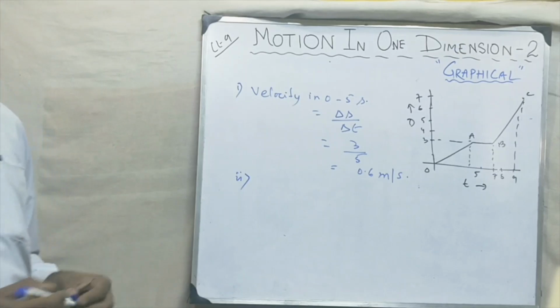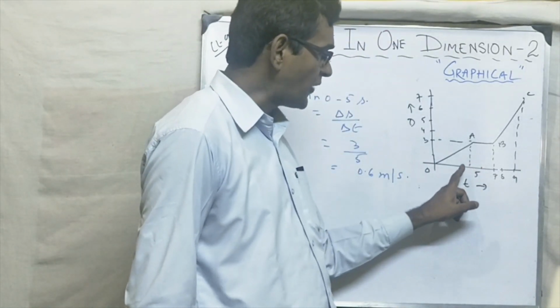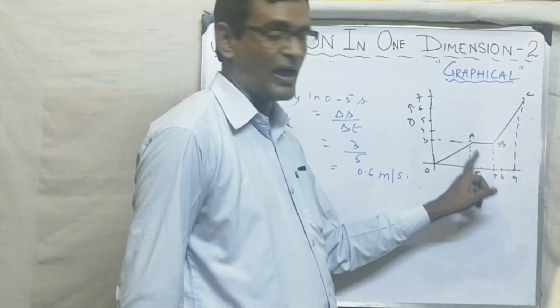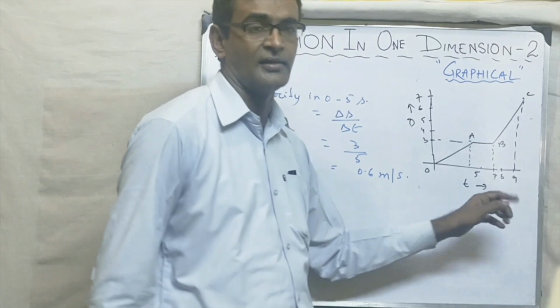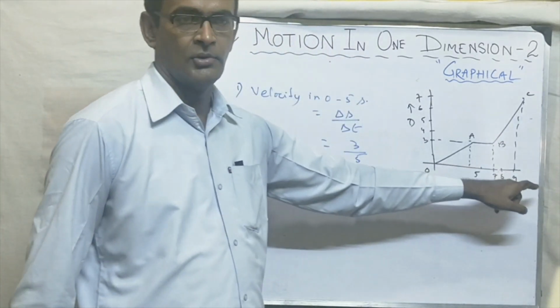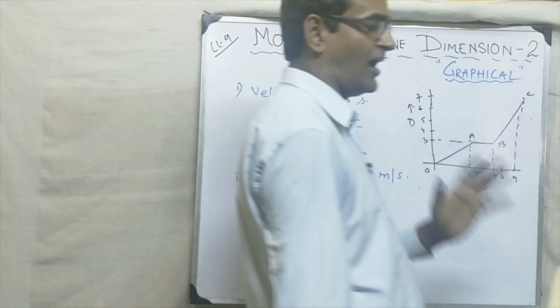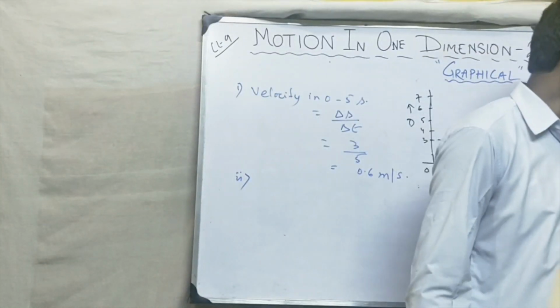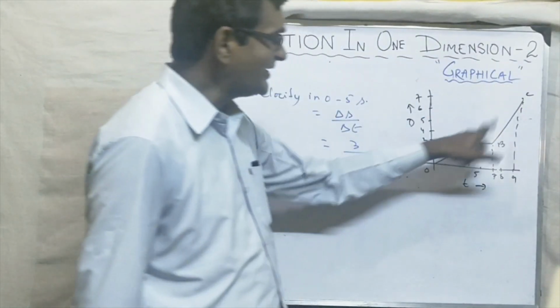Number 2, you write: as the displacement time graph from the time interval of 5 seconds to 7 seconds is parallel to the time axis, which means that the body is at rest. It means the velocity is what? 0 meter per second. Now B to C.